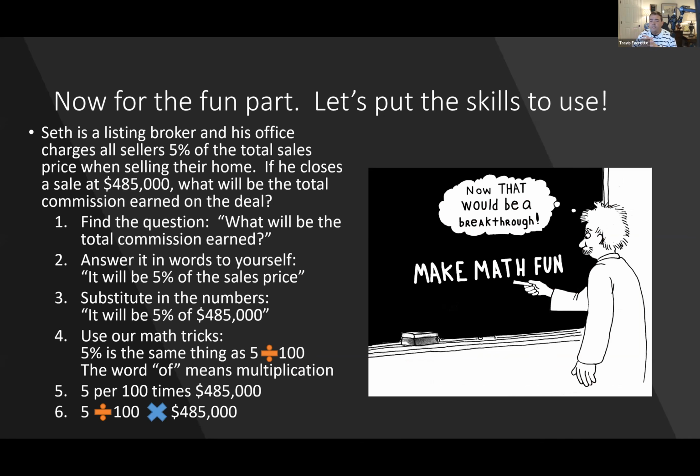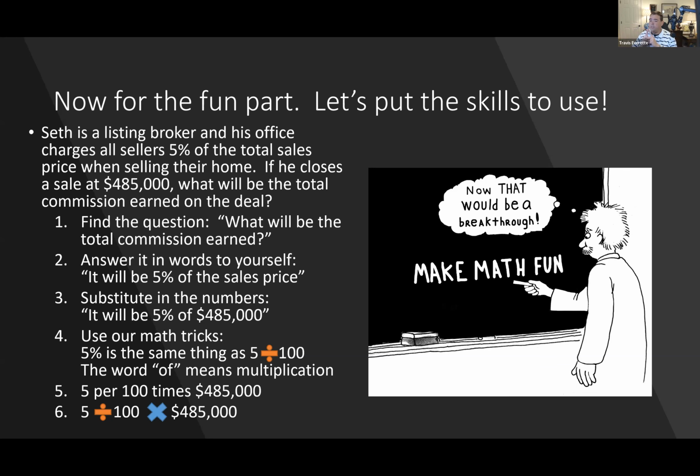Look at this question. It says Seth is a listing broker and his office charges all sellers 5% of the total sales price when selling their home. If he closes a sale at $485,000, what will be the total commission earned on the deal? That is a very good example of a math question in this class. Sometimes people say, oh, it's confusing, it's a lot of words.